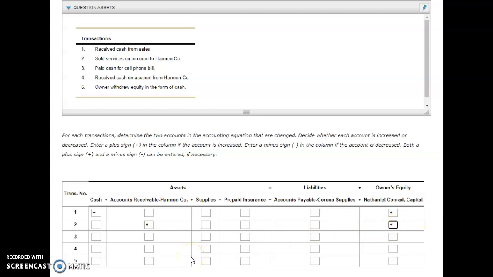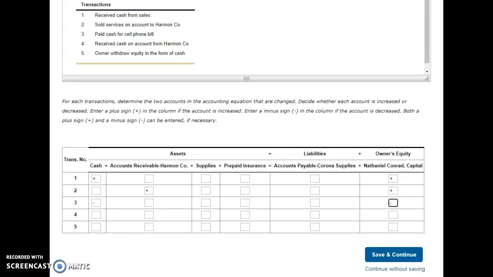Okay, transaction 3, paid cash for cell phone bill. So I know that if I pay cash, that means cash is going away. So that's going to be a subtract or a minus from cash. And then for a cell phone bill, so cell phones is a utility. It is an expense, and typically a monthly expense. So when there's an expense, it reduces the owner's equity account or owner's capital account. So I'm going to put a minus there. Again, a subtraction or a minus on my asset side and a subtraction on my owner's equity side. So I know that I'm still in balance.